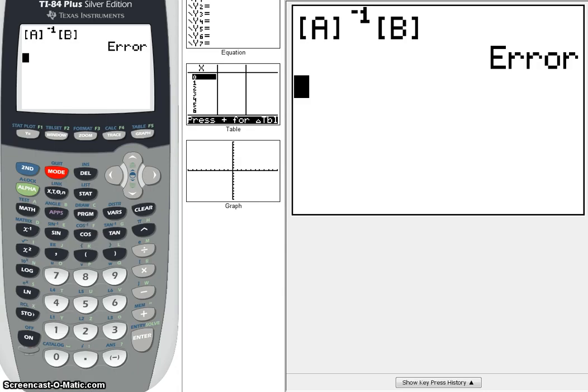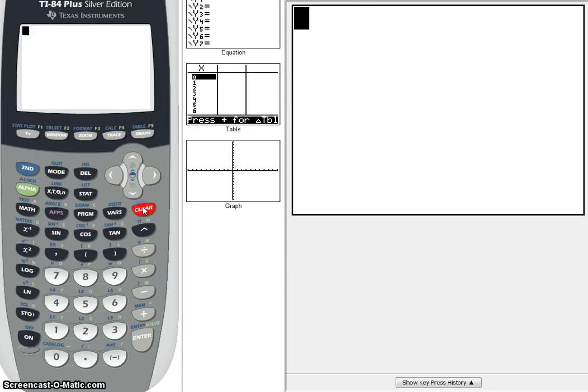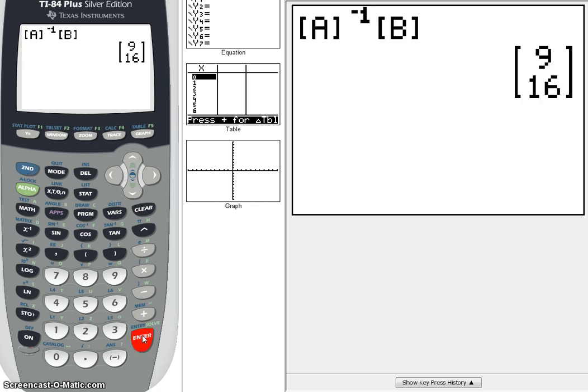So I've entered in, this was the error message from before, I've entered in my A and my B. My A was 1, 3, 2, 1, and then my B matrix was 57 over 34. Now my second enter gives me A inverse B. Let's see what we get for an answer. We get the answer 9, 16.